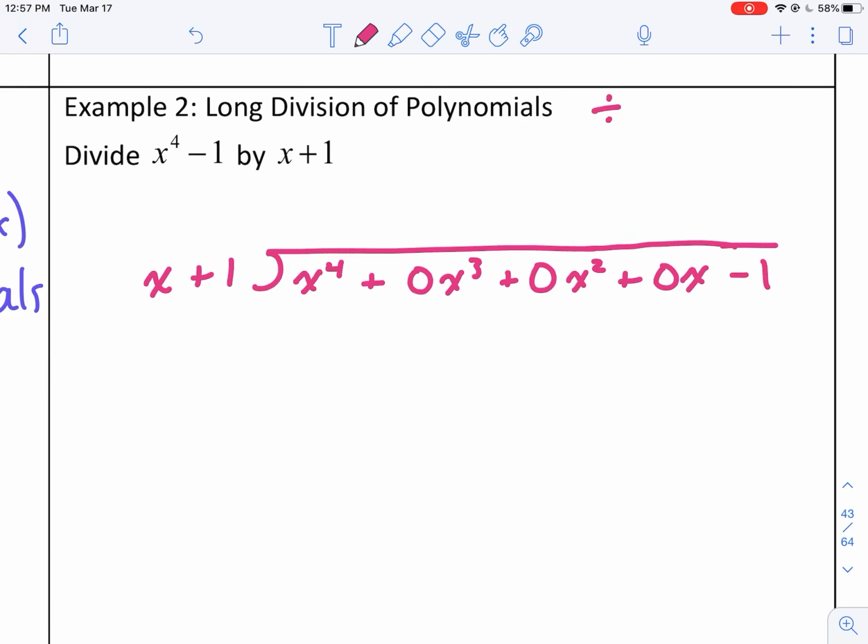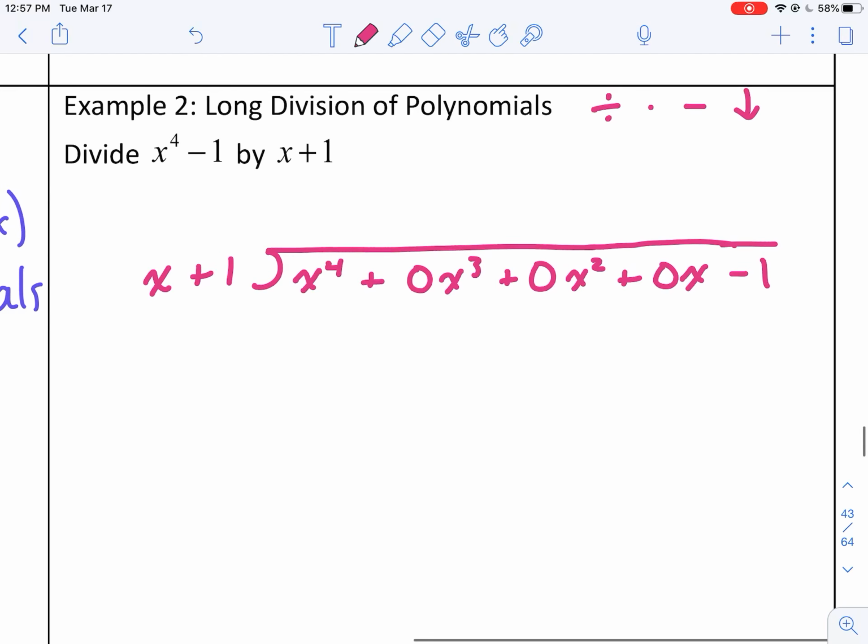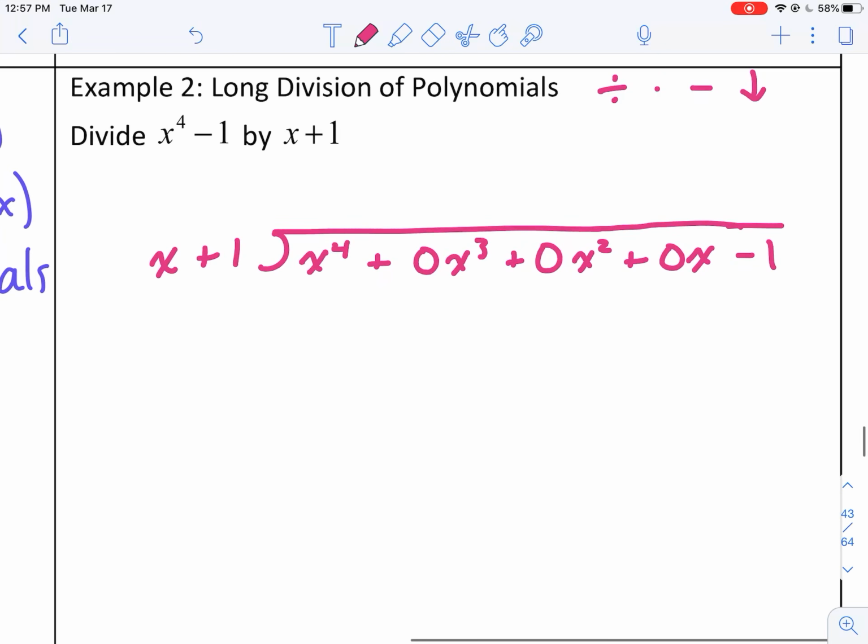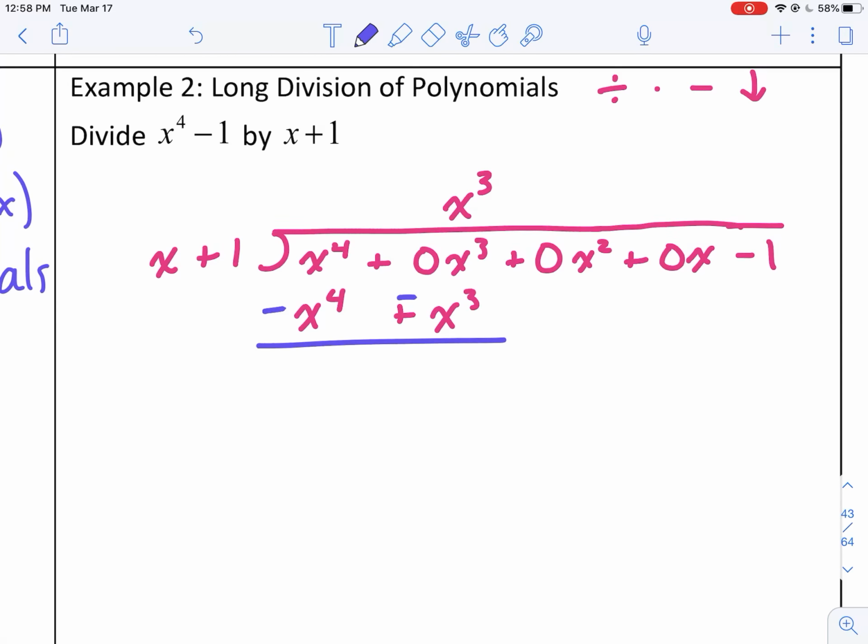So divide, multiply, subtract, bring it down, bring it on back. All right, so x to the fourth divided by x gets me x cubed. Then I'm going to distribute x cubed to my x plus 1. So I get x to the fourth plus x cubed. Then I have to subtract. So these cancel, and I get negative x cubed. Bring down my plus 0x squared.